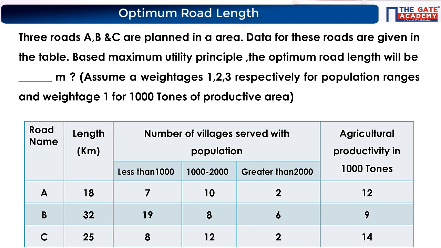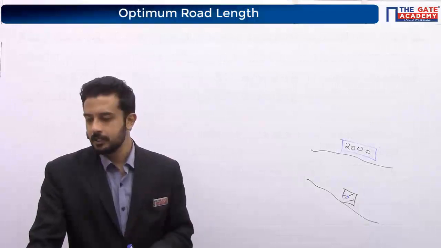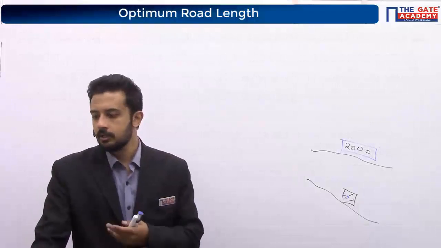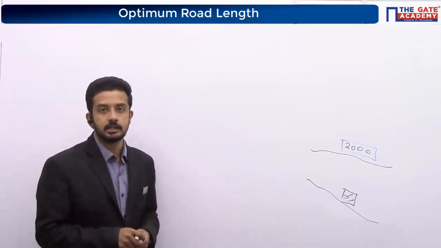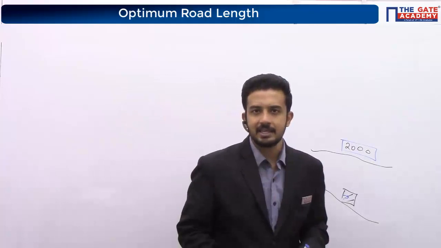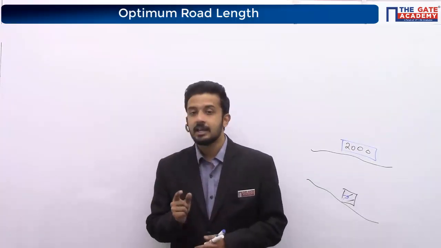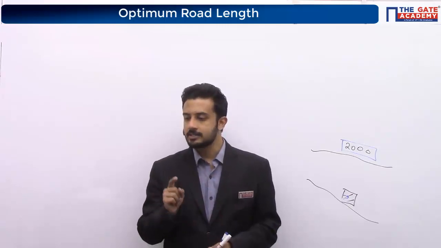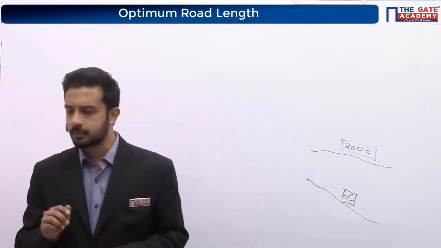But what about the agricultural productivity area? They told to assume a weightage of 1 for 1000 tons. Which means if 12 units are there, 12 into 1. If 9 are there, 9 into 1. 14 are there, 14 into 1, like that. Because it is given in 1000 tons terms, road A is serving 12,000 tons, road B is serving 9,000 tons, road C is serving 14,000 tons. Correct? That's what we are understanding from the table.